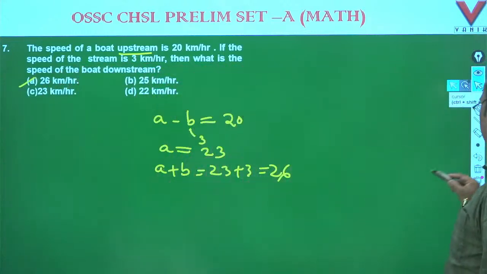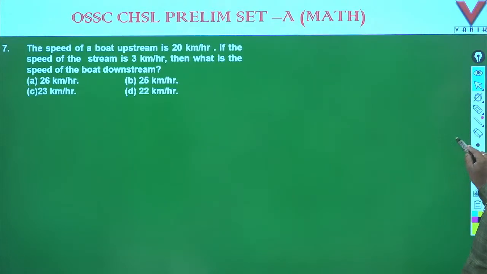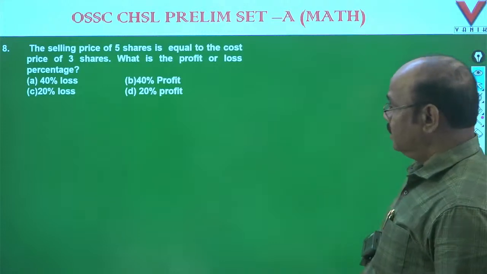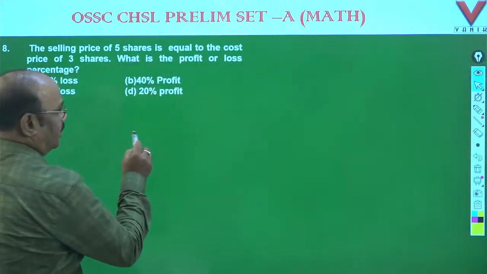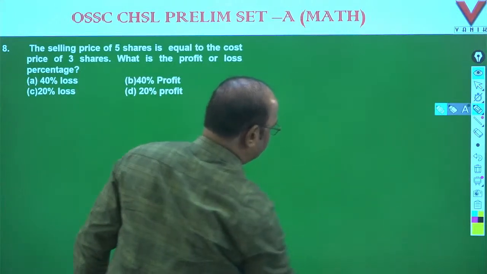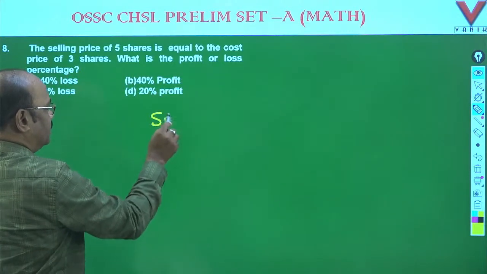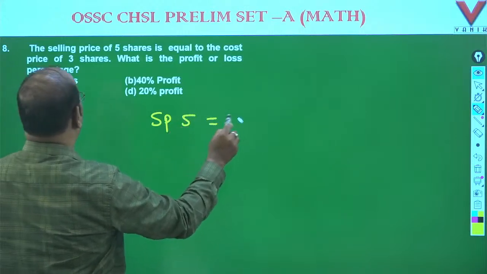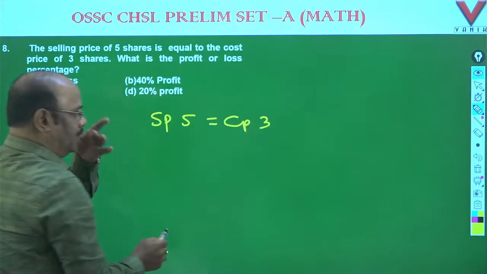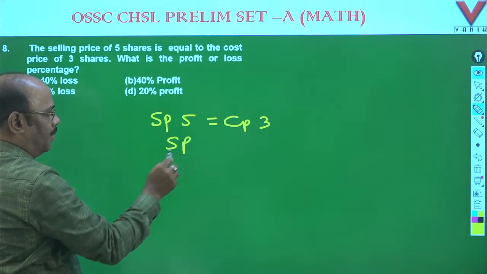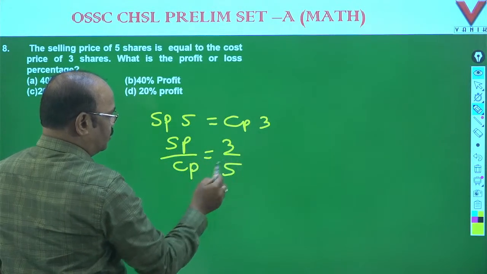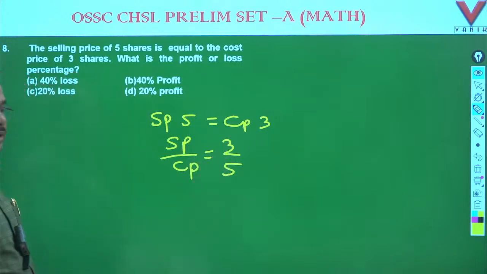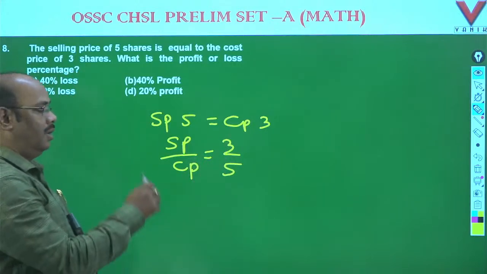Next question, number 8. The selling price of 5 shares is equal to the cost price of 3 shares. So the ratio of selling price to cost price becomes 3 by 5. The selling price is less and the cost price is more, so that is a loss.